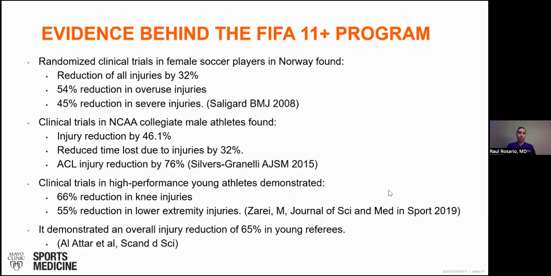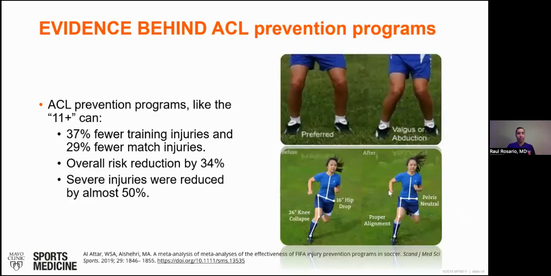So what is the evidence about this? There are a few articles that review the evidence, but in summary, there's evidence that the 11 Plus program can decrease injuries 33% in practice, 29% in matches. So it has an overall risk reduction of 34%. But the important thing is it can decrease severe knee injuries, especially in the lower extremity, by 50%, like ACL injuries, for example. So those are the injuries that take too much time to rehab. They might require surgery. So those are truly the ones that we want to prevent.